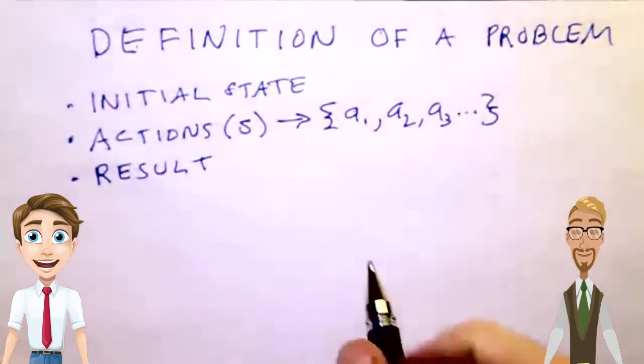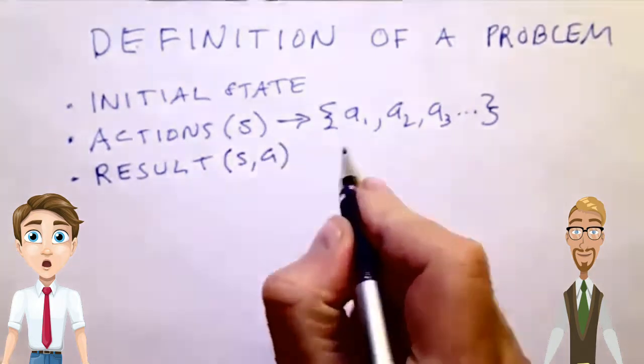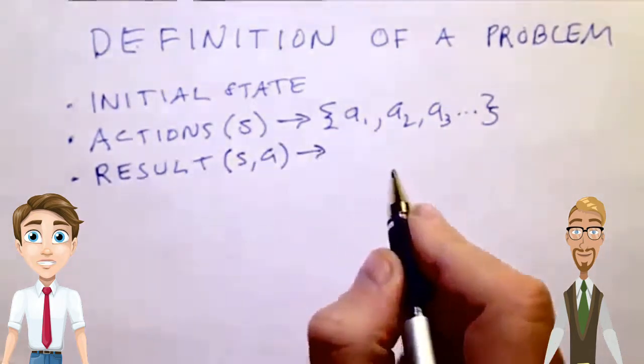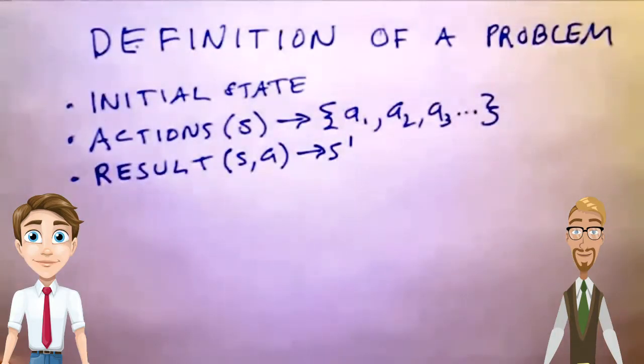Next, we have a function called result, which takes as input a state and an action, and delivers as its output a new state. So, for example, if the agent is in the city of Arad, that would be the state, and takes the action of driving along Route E671 towards Timisoara, then the result of applying that action in that state would be the new state where the agent is in the city of Timisoara.